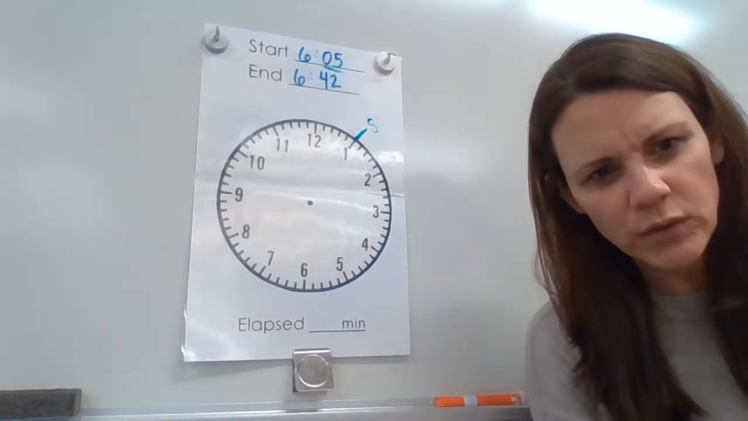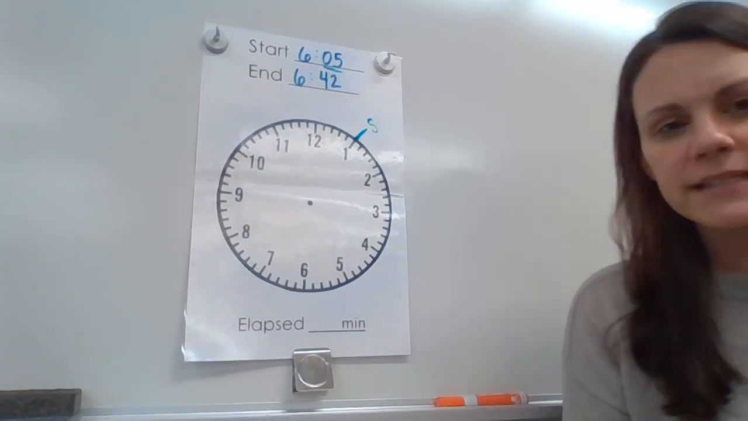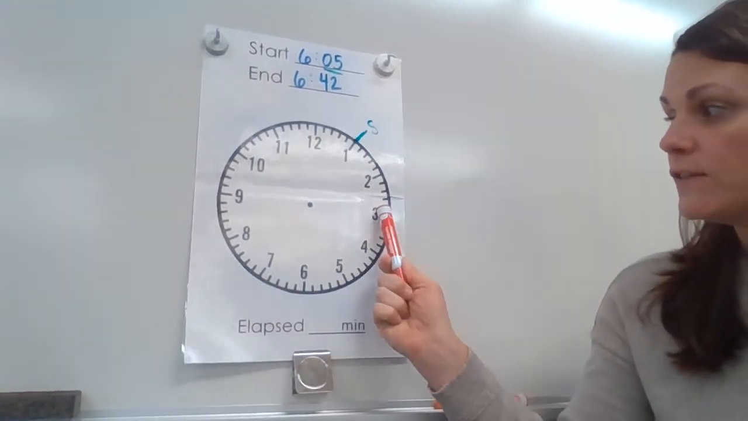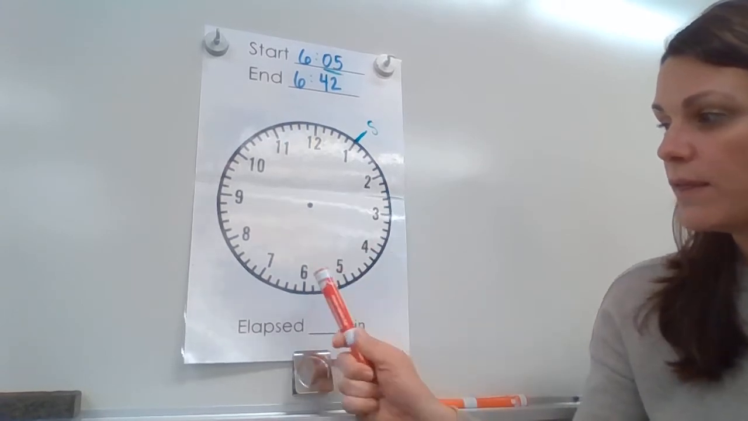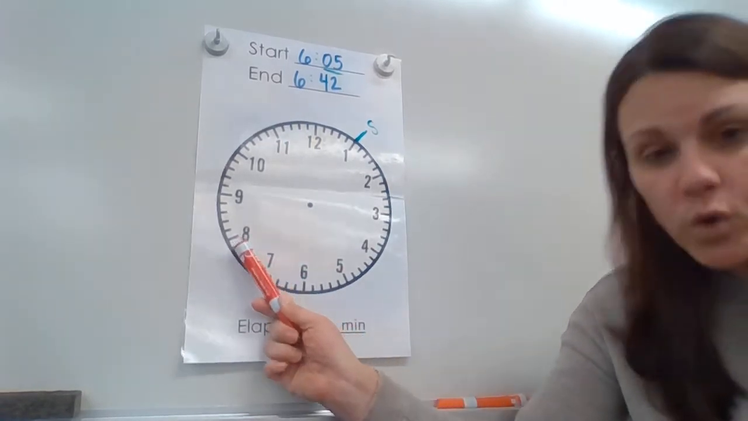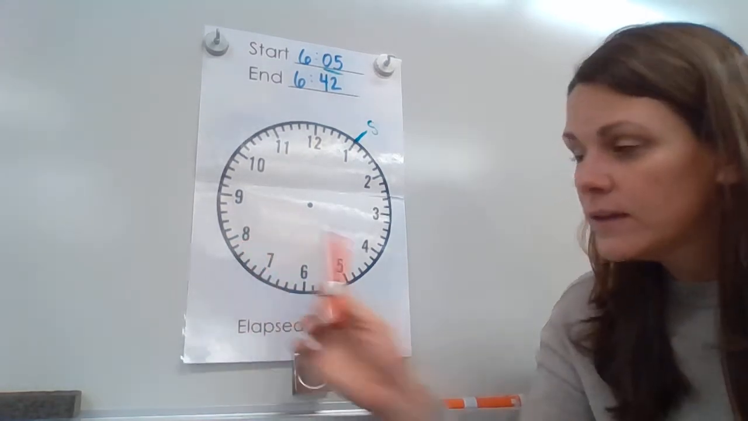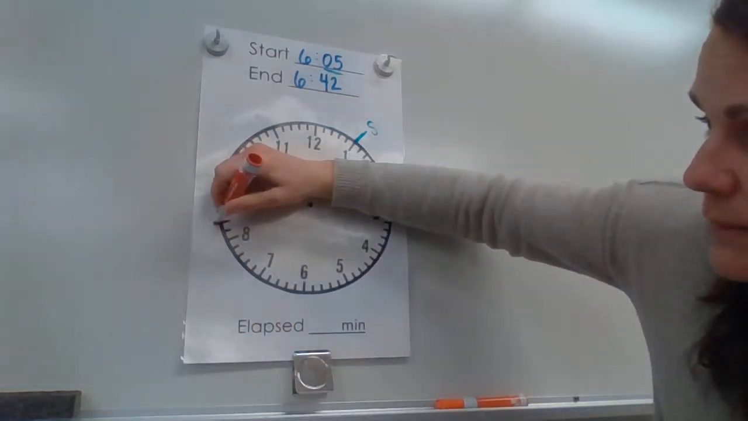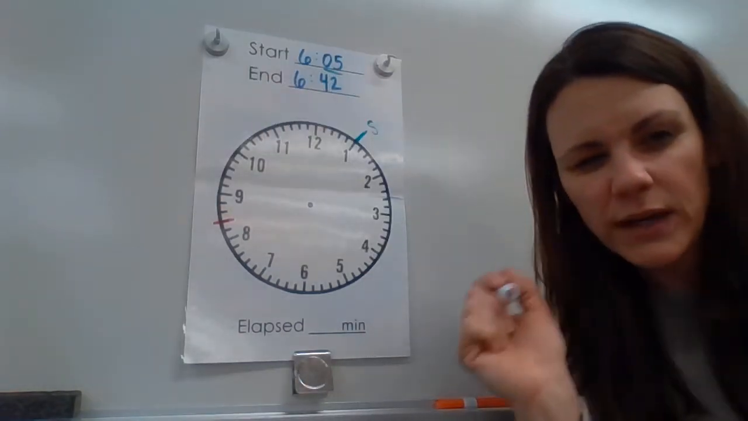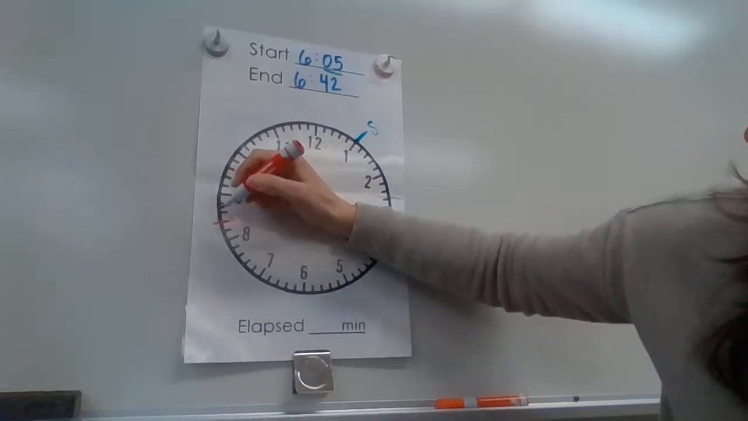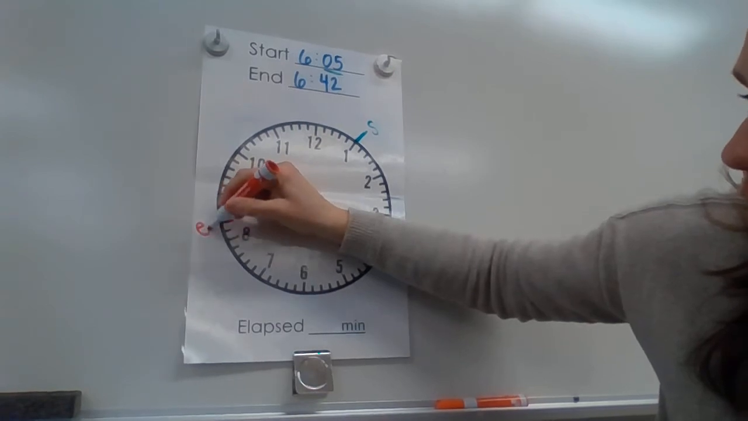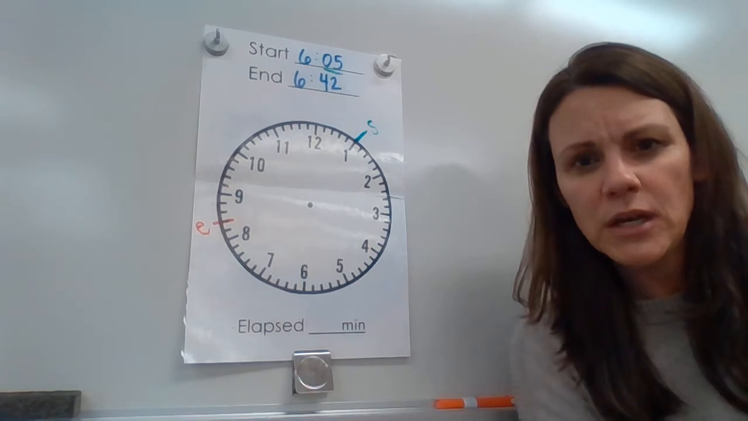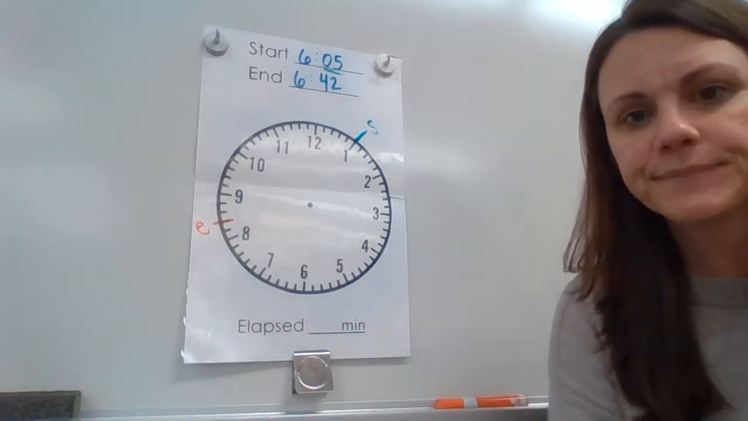Now 42. Doesn't sound like that's any of our big numbers. 5, 10, 15, 20, 25, 30, 35, 40. Uh-oh. We've got to go 41, 42. So my end time is 2 little tick marks. That's what I call them, tick marks, after the 8. So there's my end time. Again, so important to mark your beginning and end times so you know when to start and stop.